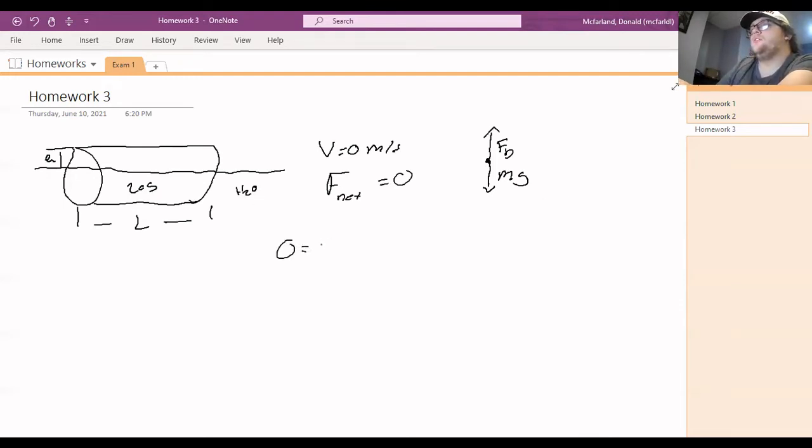So, to satisfy our equation, F net, which is equal to 0, must be equal to the buoyant force subtracted by the weight of the log. What's going to happen is we're going to move weight to the other side. We're left with the weight of the log being equal to the buoyant force.